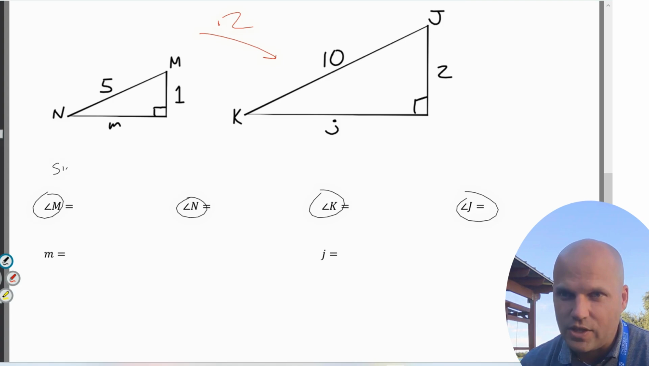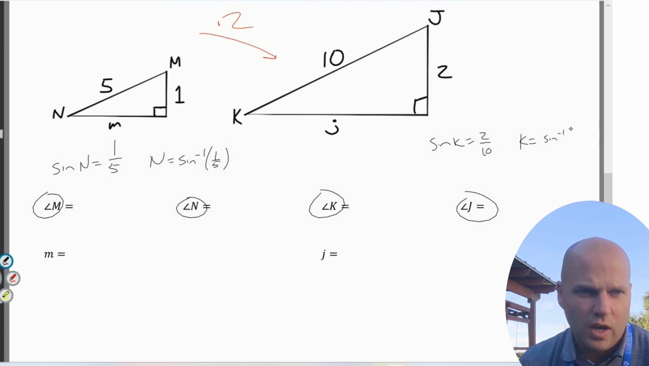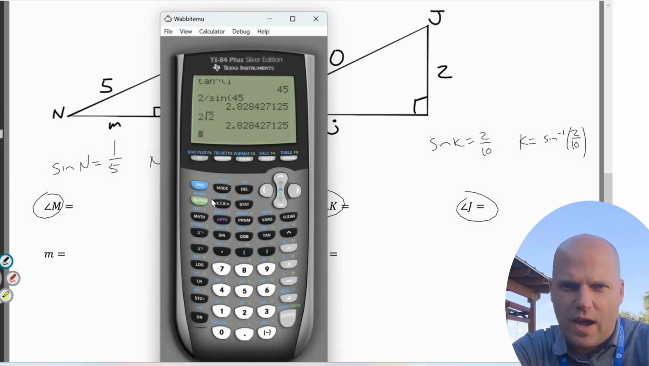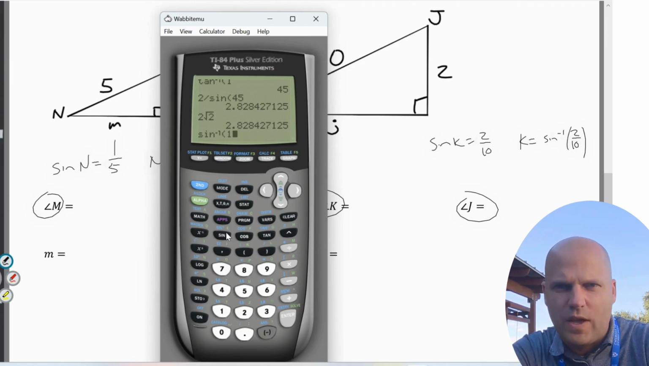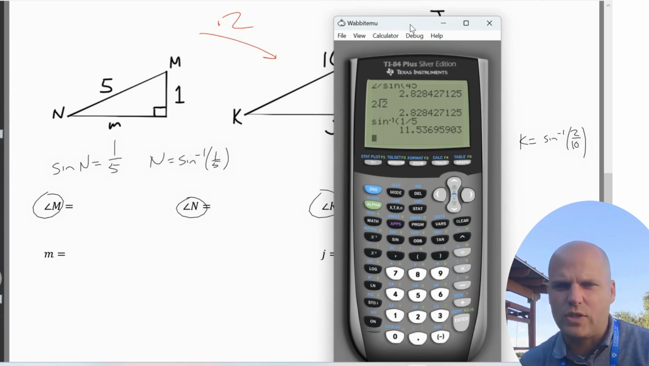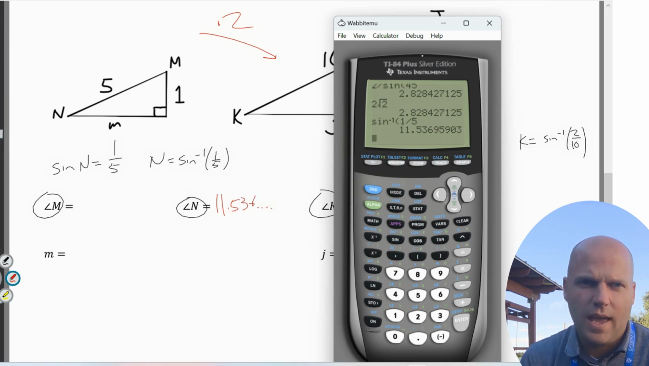Watch this. The sine of N equals 1 over 5. N will equal the sine inverse of 1 over 5. The sine of K equals 2 over 10, which is the same as 1 over 5. So K equals the sine inverse of 2 over 10, and you're going to get the same thing. The sine inverse of 1/5 is 11.536. That's going to be angle N and angle K.